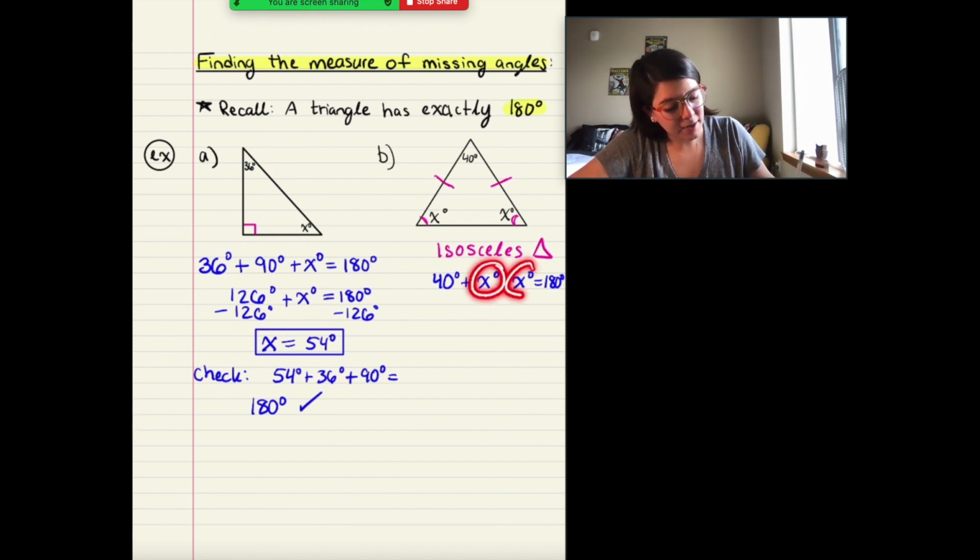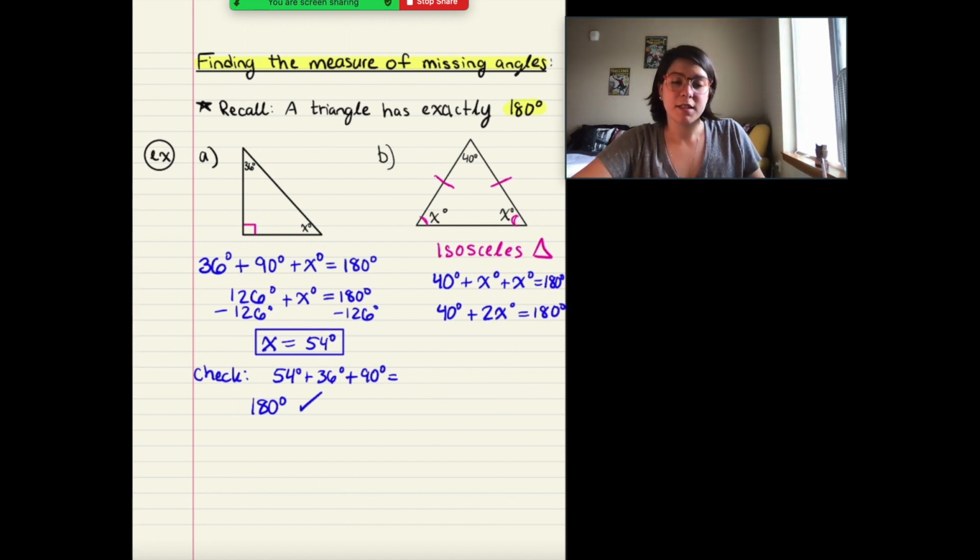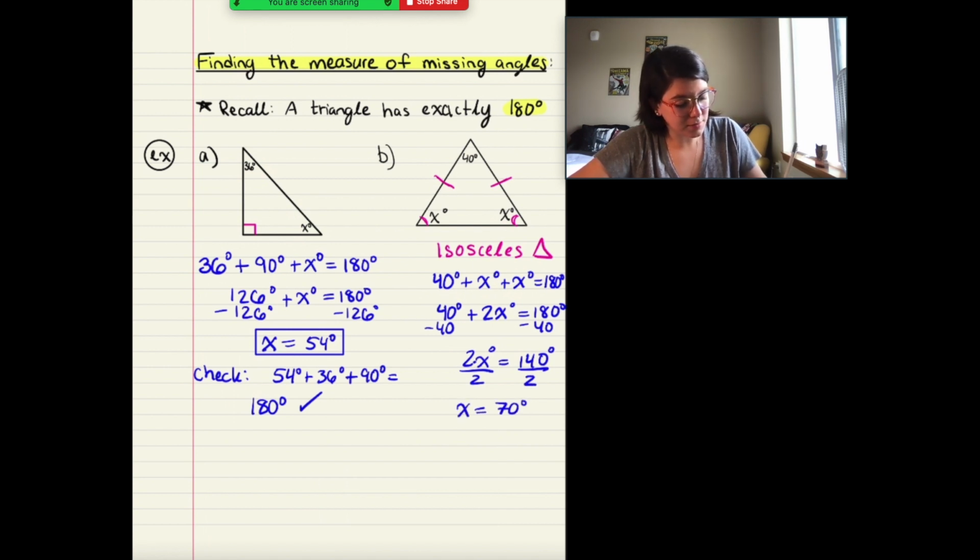Well, since x and x are like terms, and we know that there's a 1 implied in front of both of these x's, we can add like terms, and this would become 2x degrees equals 180. Now all we have to do is solve for x. We just do inverse operations. So we have plus 40, so the opposite of that would be minus 40, minus 40. So we have 2x is 140, and then we have times 2. The opposite of multiplying by 2 would be dividing by 2. So we would get 70 degrees. So both of these base angles would be 70 degrees.